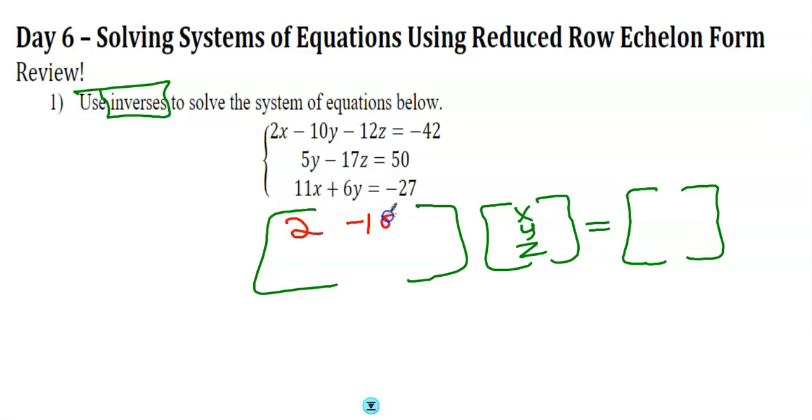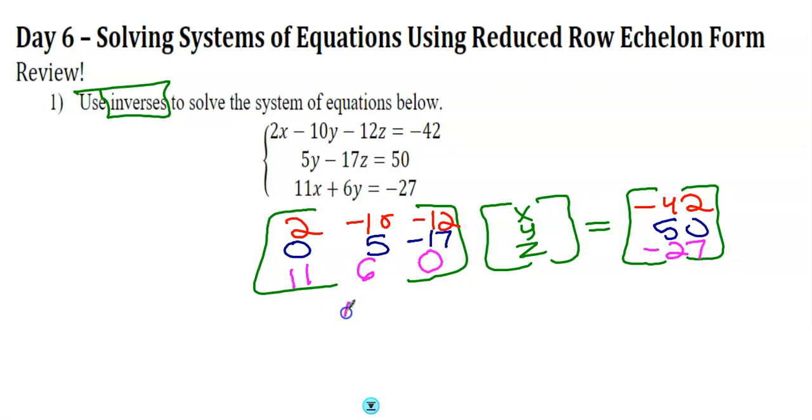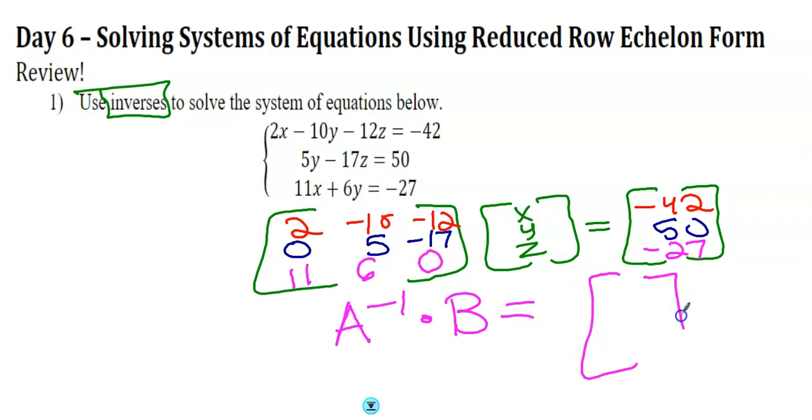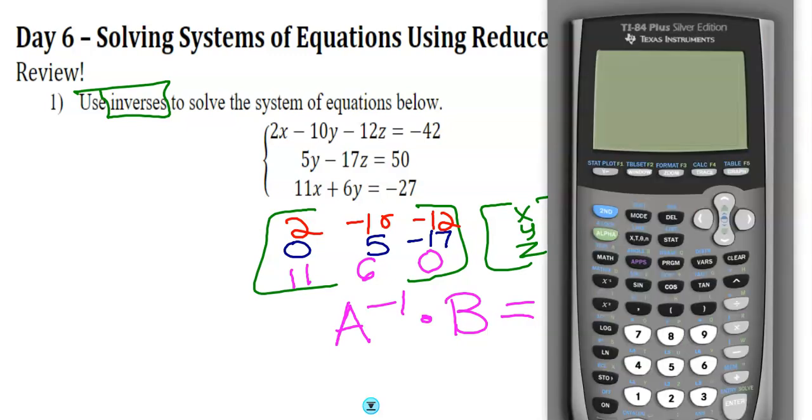So 2, -10, -12, and -42. My second one doesn't have an x, so I'm going to make 0 for the placeholder. 5, -17, and 50. And then my third one, I have 11, 6. I don't have a z, so that's a 0, and then -27. So I'm going to find the inverse of the first one times the constant, and let's find the answer to this one by plugging it in.